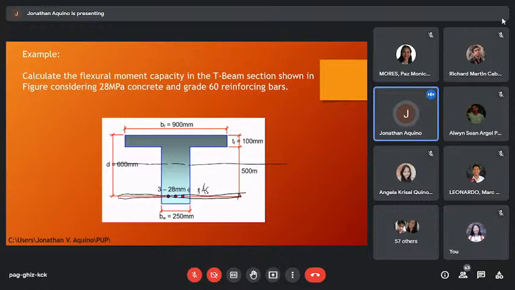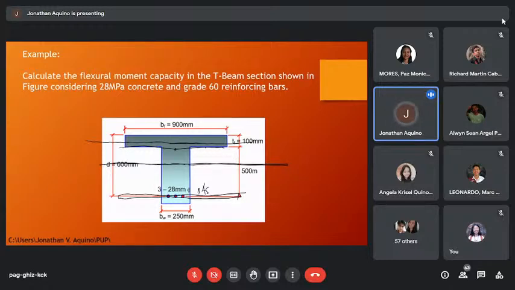The difficult part with the T-beam is that there are two possibilities. The centroid, or the neutral axis, may be located on the flange, on the web, or exactly at the junction. But this third possibility is very seldom, it rarely happens. So either at the web or at the flange. That is why we will have two analyses here.